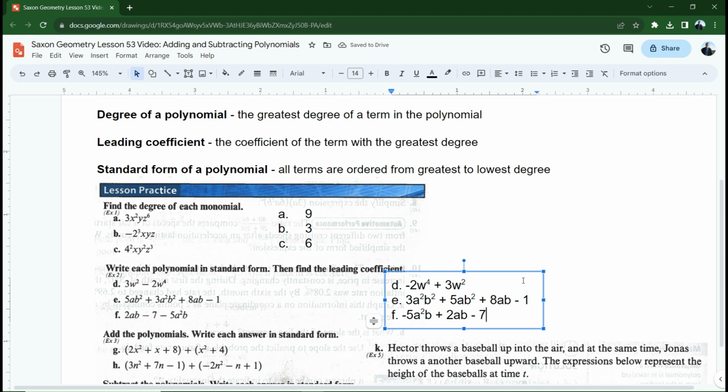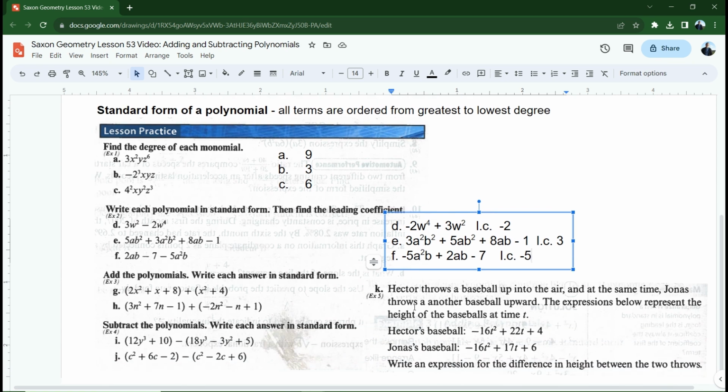Now, what is the leading coefficient for each of these? The leading coefficient is the coefficient of the term that has the highest degree. So it's always going to be the first term. The leading coefficient for D is going to be negative 2. For letter E, my leading coefficient is 3, because the term with the highest degree has a 3 in front of it. And then for letter F, my leading coefficient is negative 5. When I have them in standard form, the coefficient of the first variable term is just the leading coefficient.